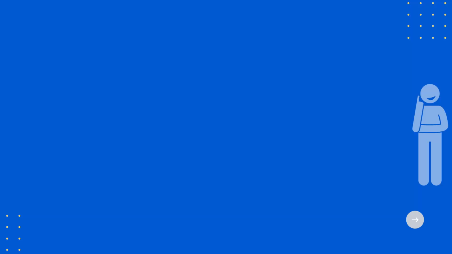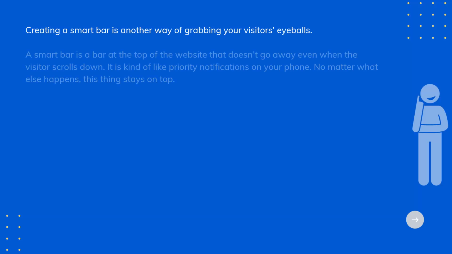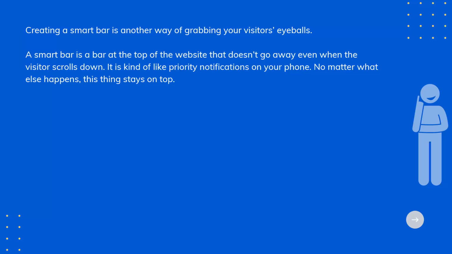Creating a smart bar is another way of grabbing your visitors' eyeballs. A smart bar is a bar at the top of the website that doesn't go away even when the visitor scrolls down. It's kind of like priority notifications on your phone. No matter what else happens, this thing stays on top.